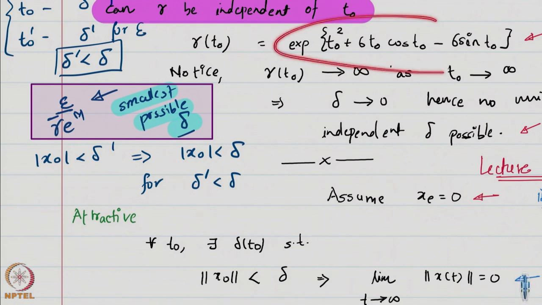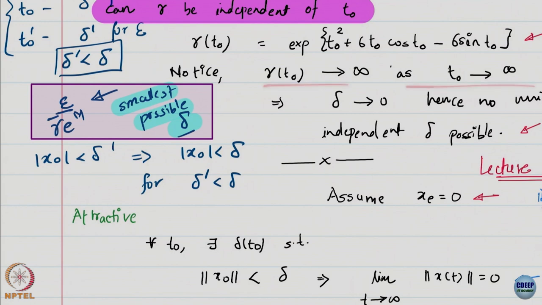I have just copied it for your benefit here. What do you see? It's evident that it has the opposite behavior of the earlier expression, right? So this actually blows up, goes to infinity. In fact, it will become positive after a certain t0, and it will blow up to infinity because t0 squared will dominate everything. So gamma of t0 goes to infinity as t0 goes to infinity. So there is no upper bound on gamma at all. There is no largest gamma. Because if I choose gamma of t0 as infinity, then my delta is 0, which is not allowed, right?